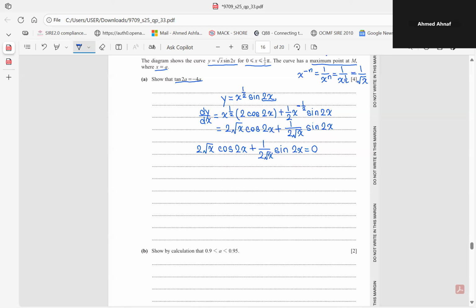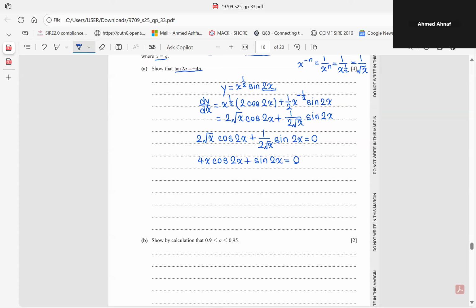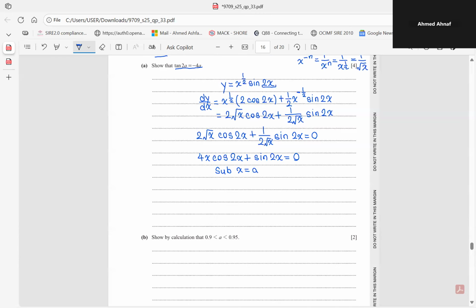All right, so to solve this, we're going to multiply the whole equation by 2 square root x. So this will give you 2 square root x times 2 square root x. You'll get 4x cosine 2x plus sine 2x equals to 0. All right, and now let's sub x equals to a, since we know that a is definitely a solution to this equation. So this would give you 4a cosine 2a plus sine 2a equals to 0.